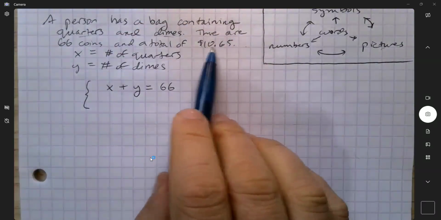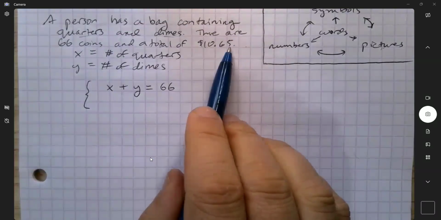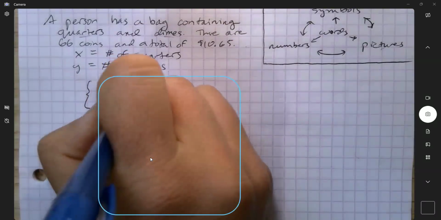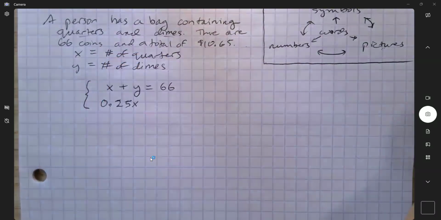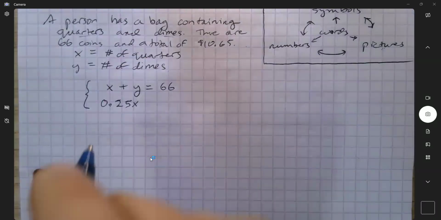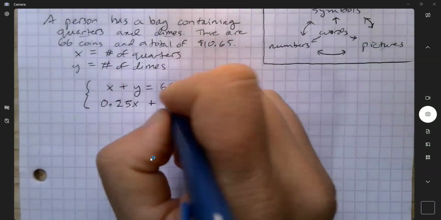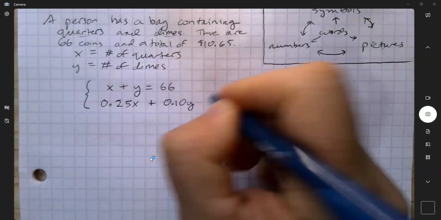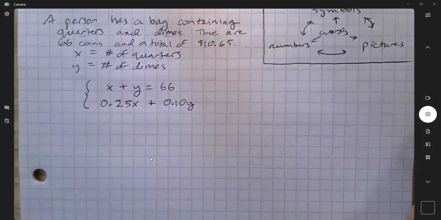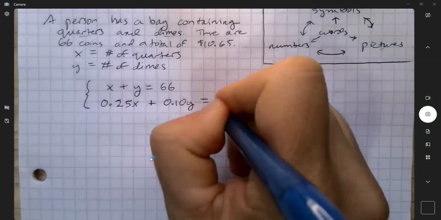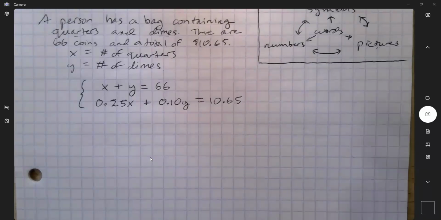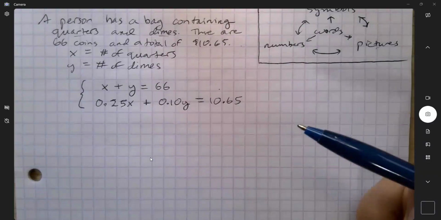And there's a total of $10.65. Well, each quarter is worth 25 cents. So 0.25 times the number of quarters, that's the value of the quarters. And each dime is 10 cents, so 0.10 times the number of dimes is the value of the dimes, and together that has to add up to $10.65. And now I have myself two equations and two unknowns.